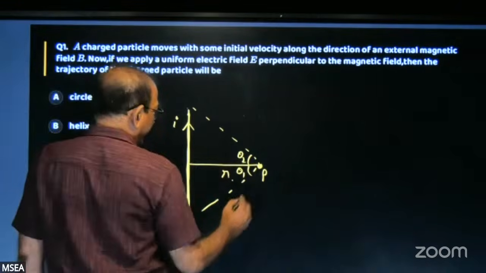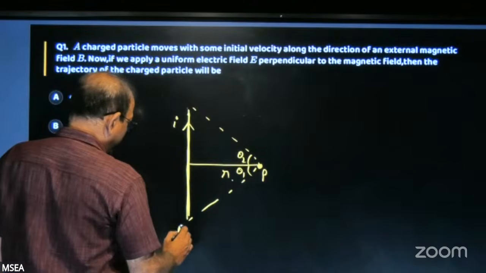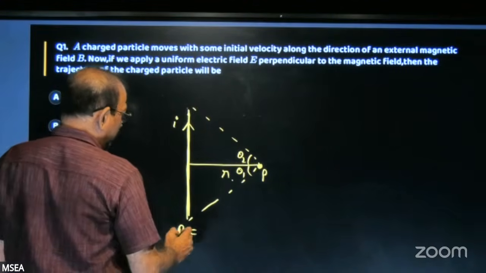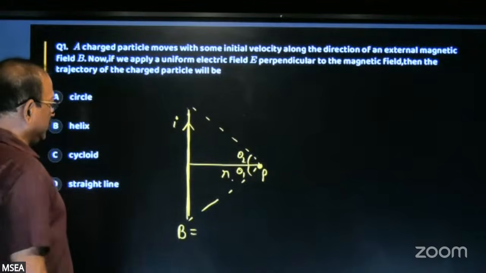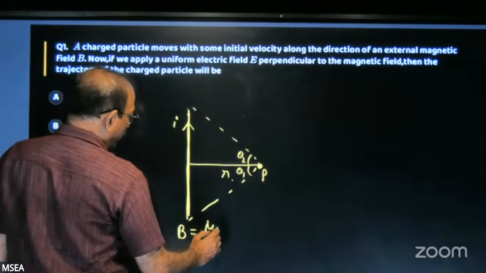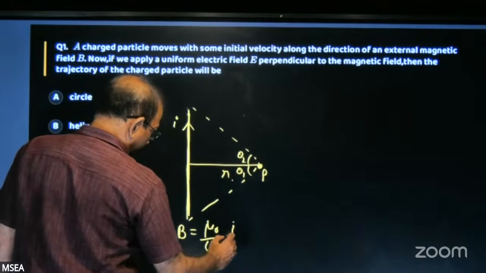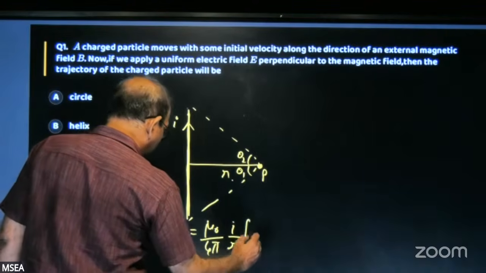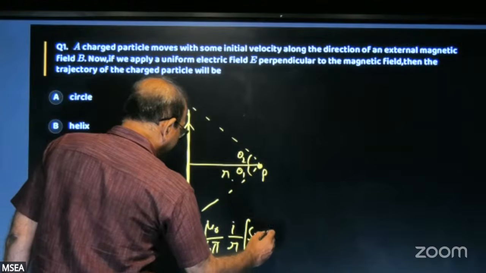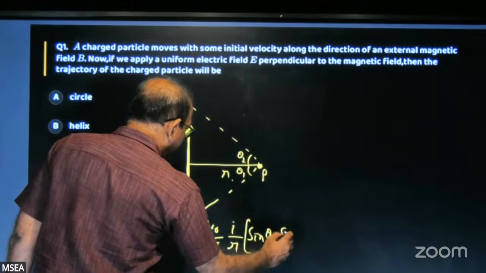Now, the magnetic induction at this point due to wire of finite length, B is equal to mu naught by 4 pi into I by R into sin theta 1 plus sin theta 2.